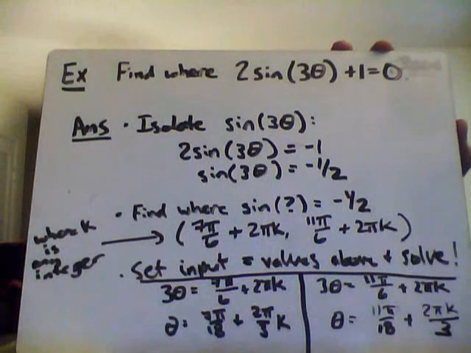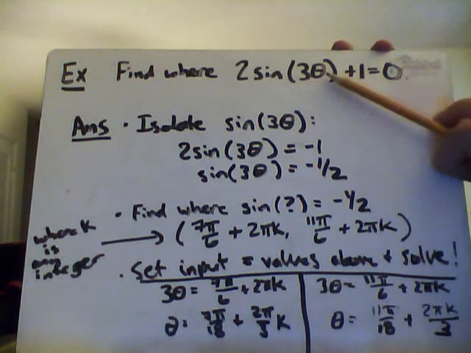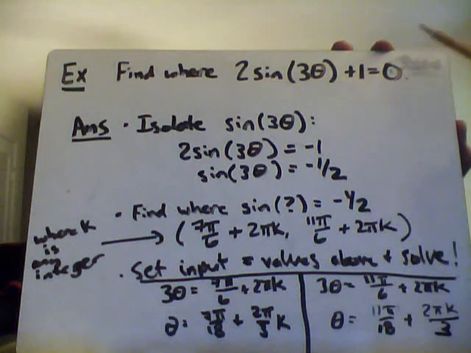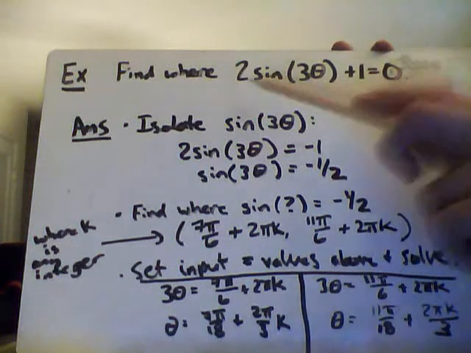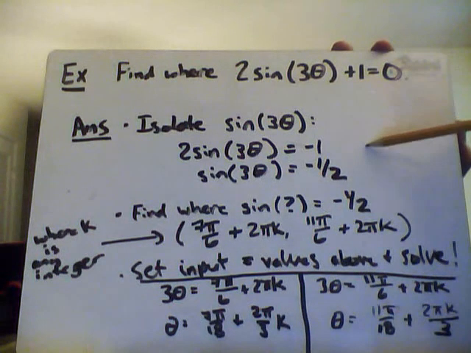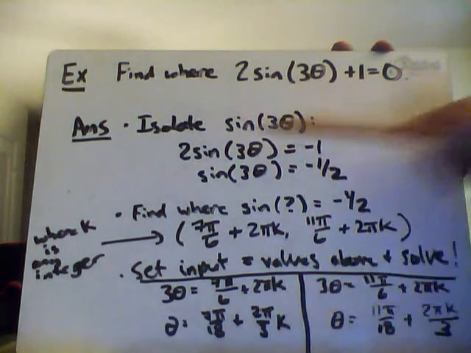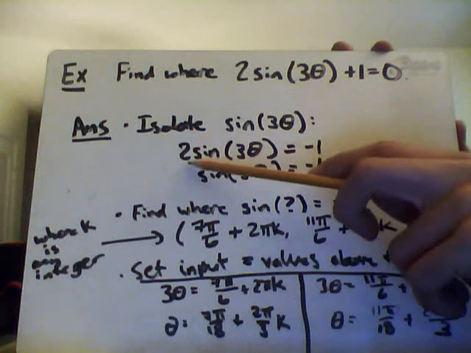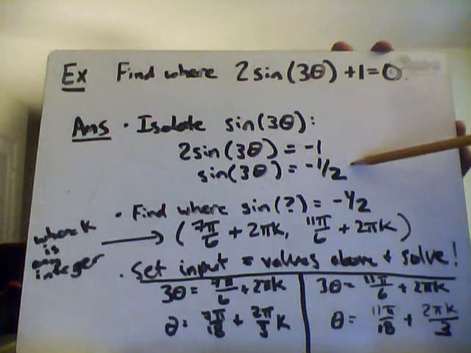Our problem asks us to find where 2 sine of 3 theta plus 1 is equal to 0. Whenever you're solving a problem like this, we've got a little bit of a difficulty by having an input of 3 theta as opposed to just a regular theta. As always, though, the first thing we want to do is make sure that we isolate our sine of 3 theta, or our sine of whatever it is, or whatever our trig function is, so that we can actually go to our unit circle if possible. When we isolate sine of 3 theta, we start with our first step and get 2 sine of 3 theta is equal to negative 1. Sine of 3 theta is equal to negative 1/2.